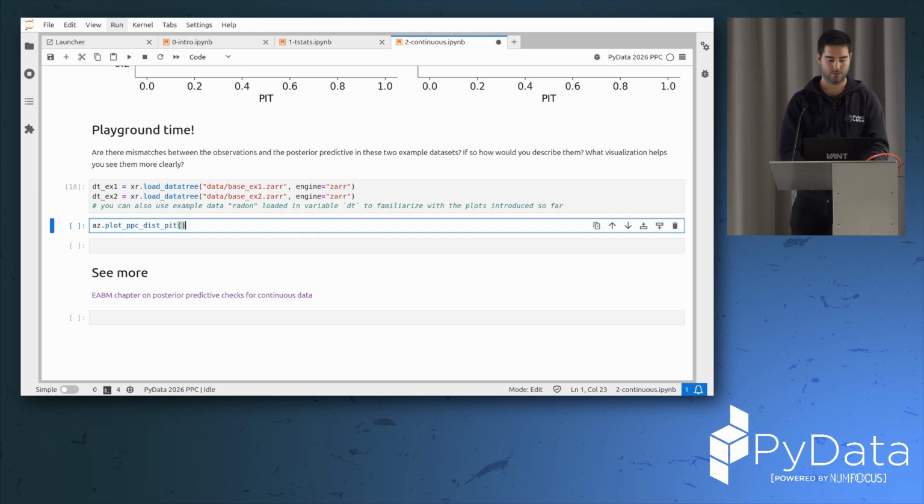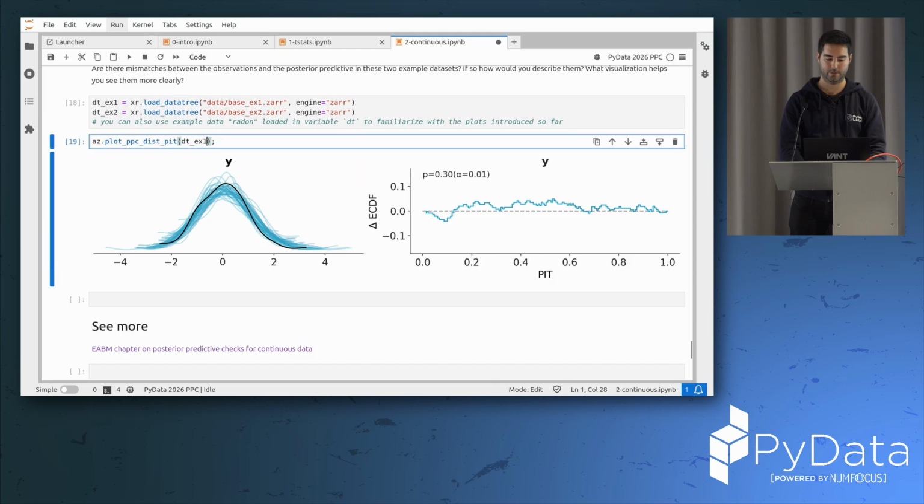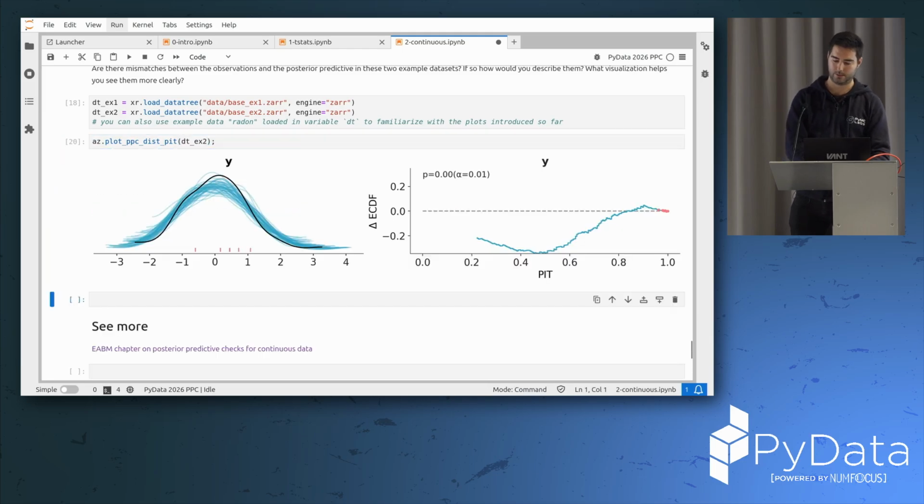To go a bit quicker, we also have this version that does the PIT and the dist side by side without needing to go through combined functions. When we do this with the first example, things look good. When we do it for the second example, things don't look as good in the ECDF, but if we look here, it doesn't seem so problematic.